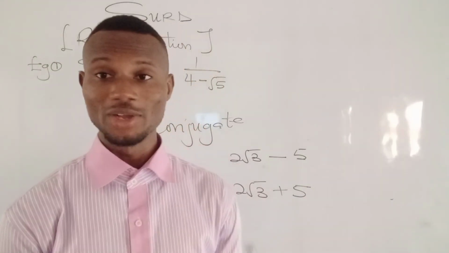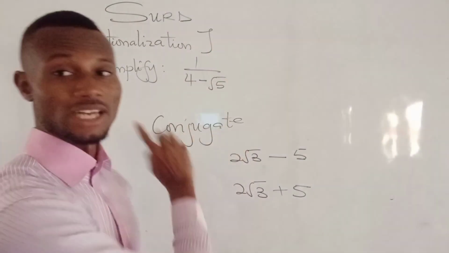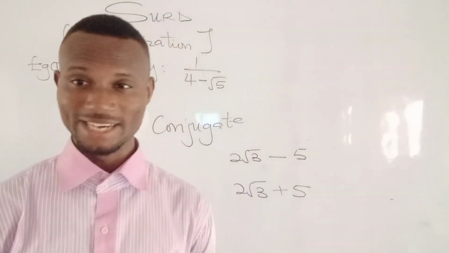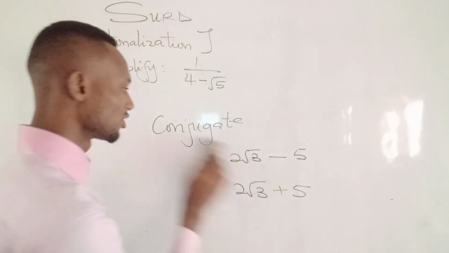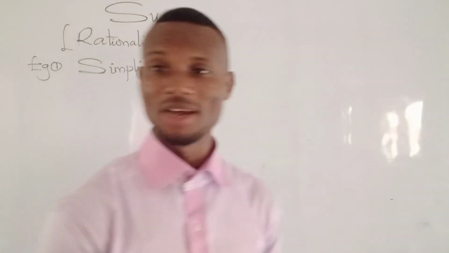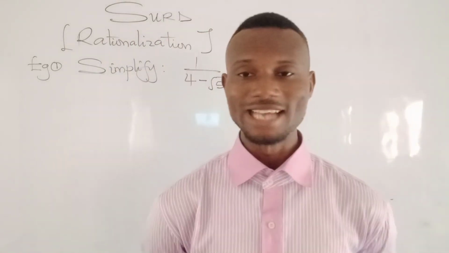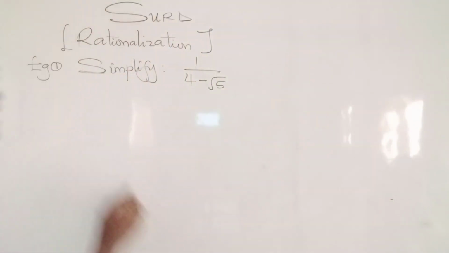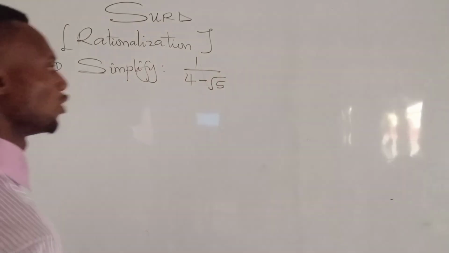We are going to apply that knowledge to be able to simplify the question that we have on the board. I hope the explanation is clear enough up to this point. So I'm going to clean this one so that we can proceed. We've learned about conjugates. Don't forget about it. We are going to apply it to solve the question that I have on the board. Example 1 says: simplify 1 over 4 minus root 5.